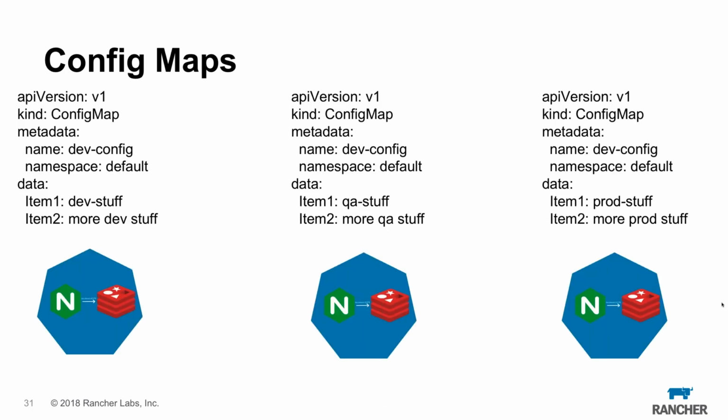So here, for example, are 3 different pods running the exact same image, but each of them has a different config map. The one on the left is using dev. The one in the middle is using QA. The one on the right is using prod. So you can change how your pods exist by changing the config map that you've attached to.